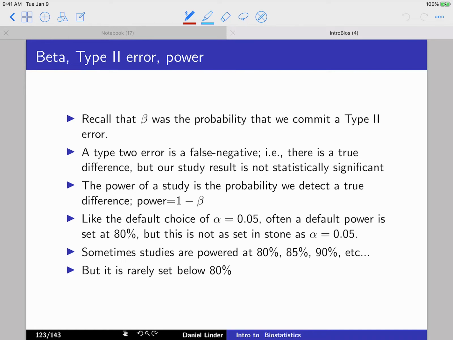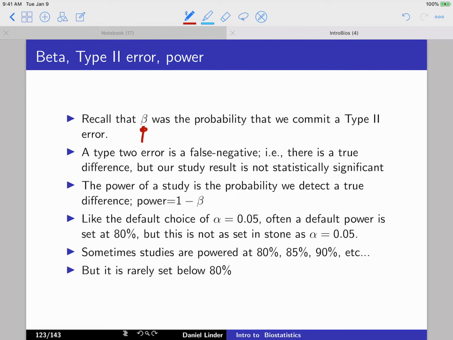Okay, so let's do just a refresh of some of the things from a few lectures ago about beta and type 1 error, because this is important. This is the important part whenever we're talking about the power of our study. Recall that we've chosen this beta symbol because we need a symbol different from alpha, because we're talking about a different type of event that we want to describe the probability of. So remember, beta was the probability that we commit a type 2 error. A type 2 error is a false negative. So there's a true difference, but the study result's not statistically significant. So you don't want to miss that.